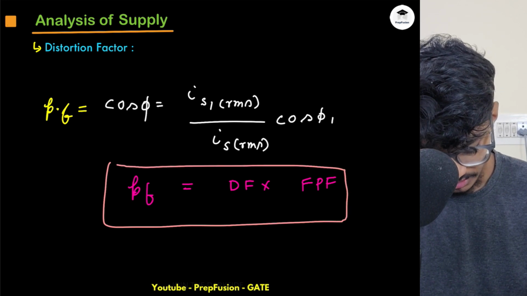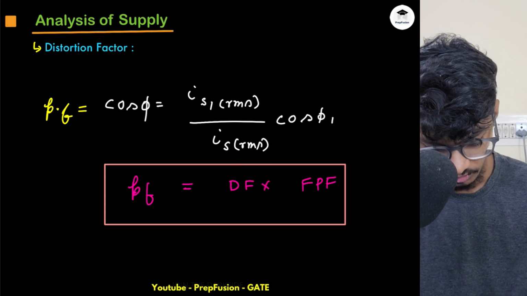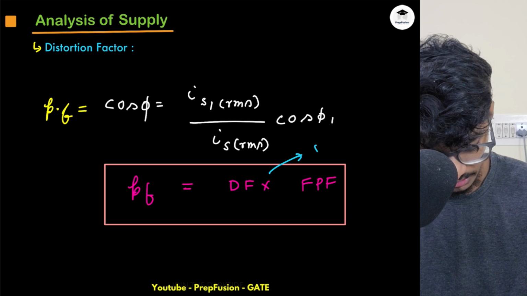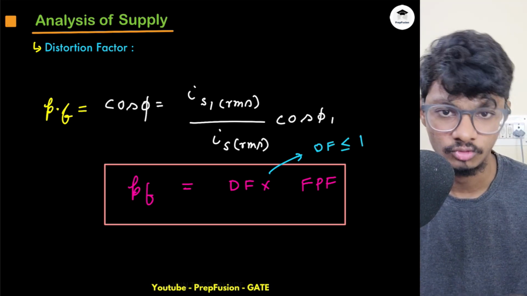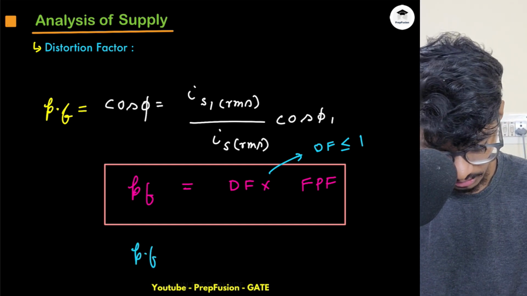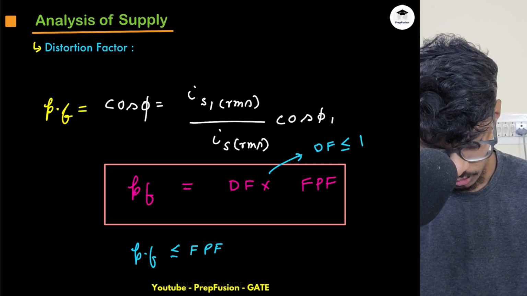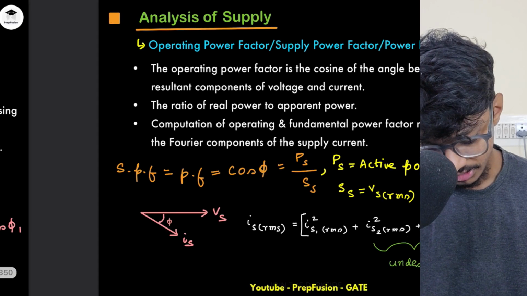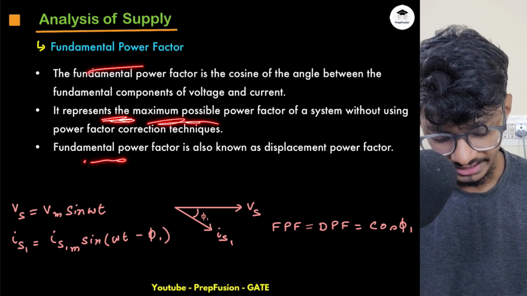And what we can observe is, obviously, distortion factor will always be less than 1. DF will be less than or equal to 1. It cannot ever be more than 1, because IS1 RMS always has to be less than IS RMS. So hence, I can say that power factor will always be less than fundamental power factor. Hence proven. I just told you that our power factor will always be lower than this, which is the maximum possible. Fundamental power factor represents the maximum possible power factor.